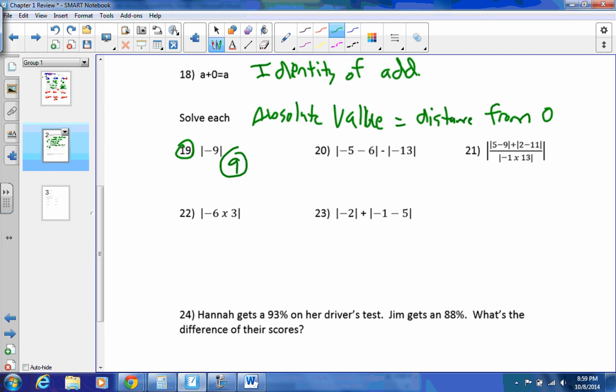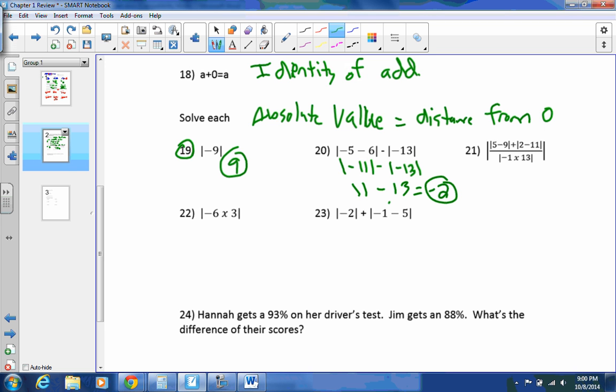Now 20 is looking a little bit more like you're doing a couple things in here. First, you have to figure out what -5 minus 6 is. That's going to be -11. That's still inside of here. And you subtract that by the absolute value of -13. All right, now let's simplify each of those. Absolute value of -11, so -11 is 11 spots away from 0, so it is a +11 minus a +13, and that equals -2.